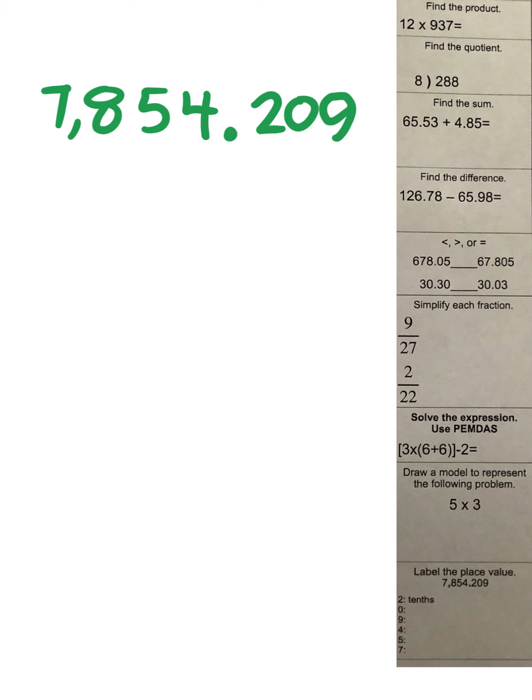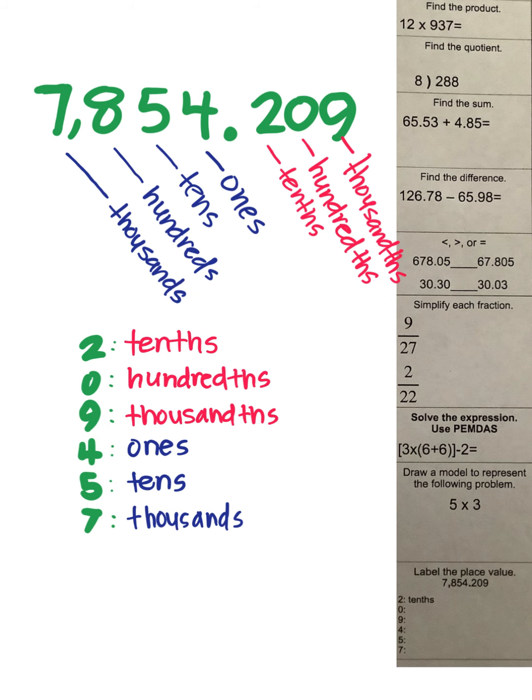All right, so now we're going to label 7,854 and 209 thousandths. We're going to start by just labeling my place value. And there you have it.